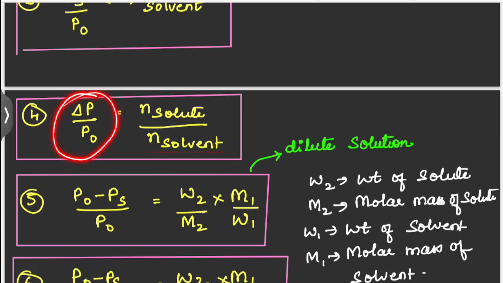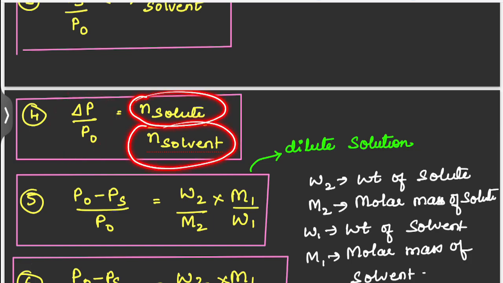Fourth one is delta P by P naught is equal to number of moles of solute divided by number of moles of solvent. Again, in NEET examination, you can see this type of questions will be asked. Find the number of moles of solute. So all these values will be given. You have to find out the number of moles of solute.